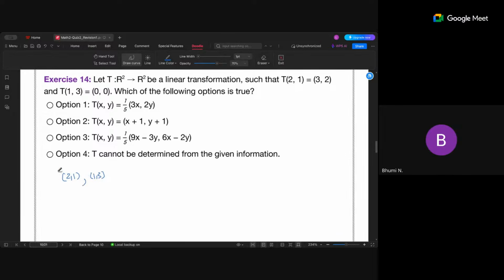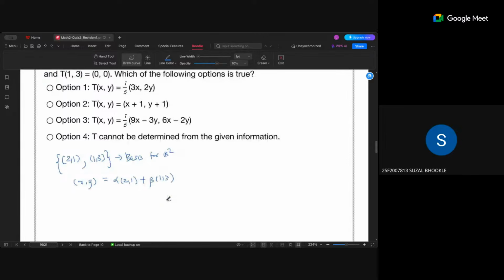Yes, ma'am. If they are linearly independent, can we say that this forms a basis for R2? Yes, ma'am. If it forms a basis for R2, can I write any (x, y) as a linear combination of (2, 1) and (1, 3)? Yes, ma'am. So in that case, can I write x is equal to 2 alpha plus beta and y is equal to alpha plus 3 beta? Yes or no? Yes, ma'am.